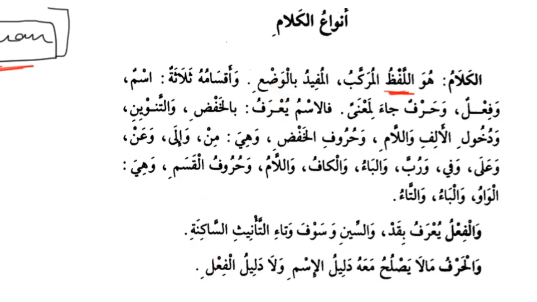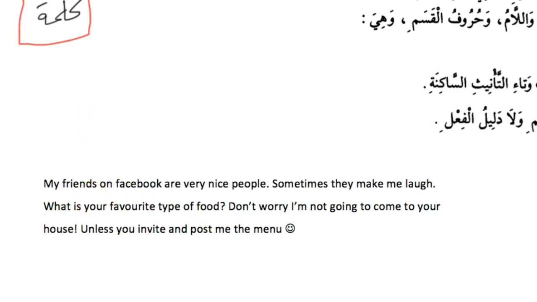So let me just give you an example. My friends on Facebook are very nice people. If I was to say to you, where does this sentence end? Where would you say it's the right place to finish the sentence? You'd probably say it ends over there, where that full stop is. So in English, we have a full stop for a complete sentence. My friends on Facebook are very nice people. So all of this would be called a kalam.